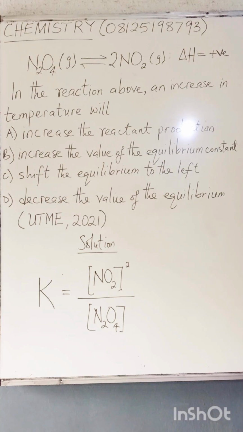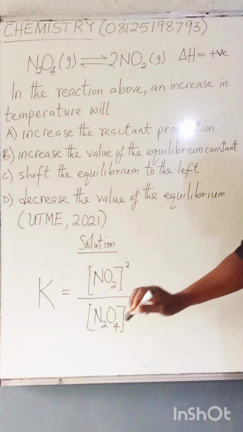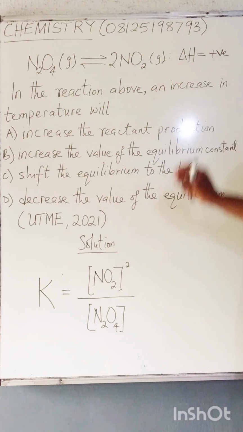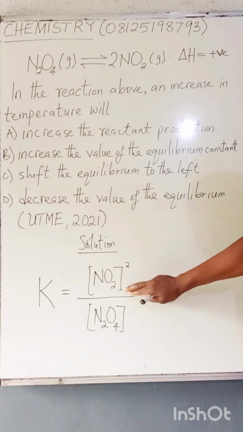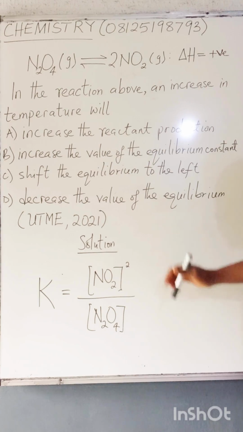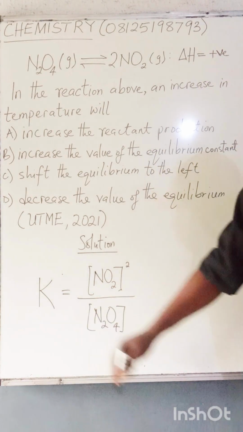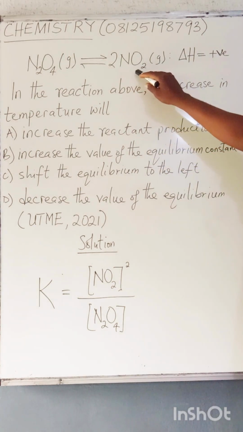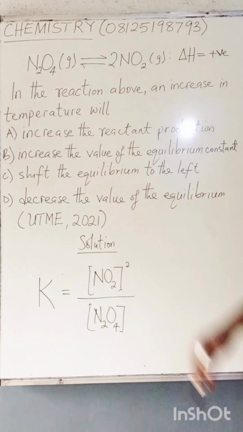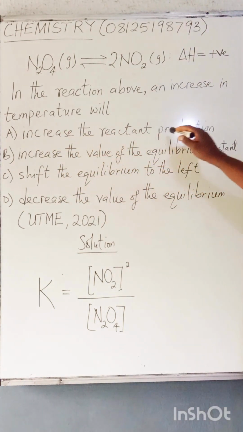Do you understand? So whenever we have more of the products formed, it means the value of the numerator here will go up, will increase. And when the value of the numerator increases, it means the value of the equilibrium constant will increase. Do you understand? That is when we have more of the products here. So let's look at the options. In the reaction above, an increase in temperature will, option A says, increase the reactant production.